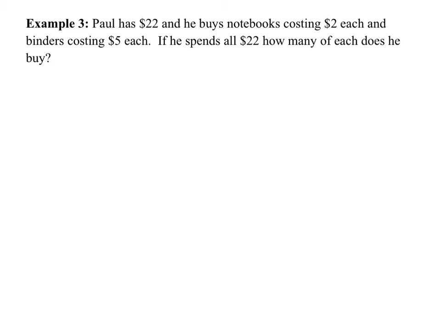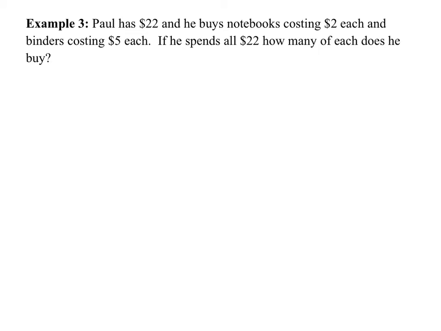What else? What's another option? Six notebooks and two binders. Six notebooks giving us $12, and two binders, making another $10, for $22. Very good. There's one more possibility you wouldn't actually think of. Paul? 11 notebooks. Yeah, 11 notebooks, just having no binders. 11 notebooks at $2 each gives you $22.